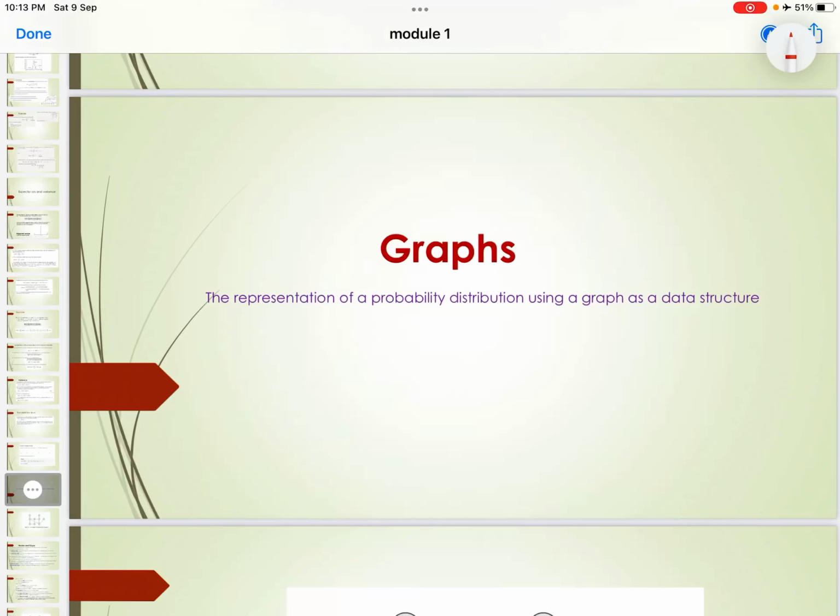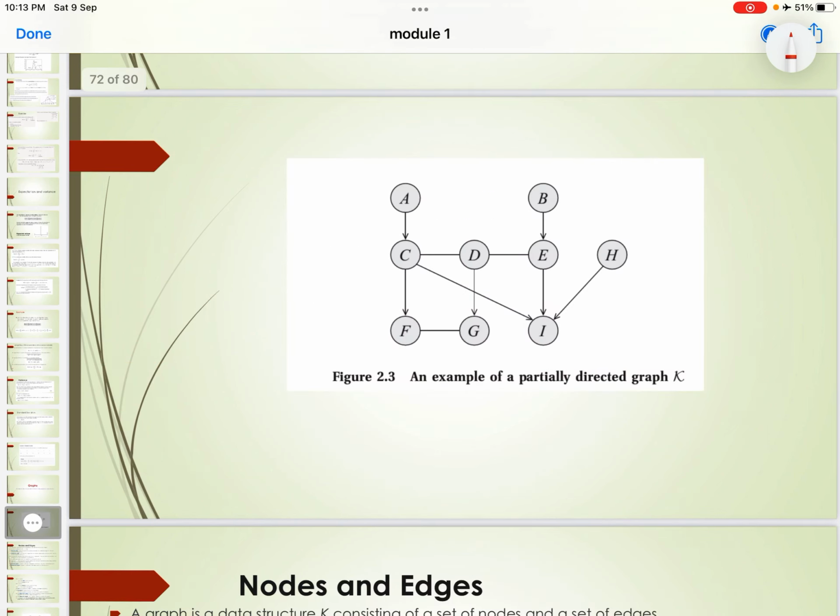Graphs: the representation of probability distribution using a graph as a data structure. So here is an example of a partially directed graph K. This graph is partially directed. Why? Because for some of the edges, like from B to E, you have an arrowhead. Whenever you have an arrowhead, we say it is directed.